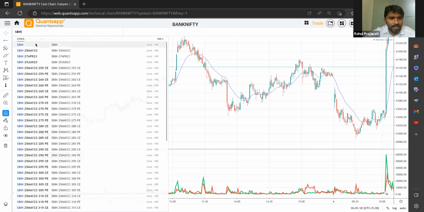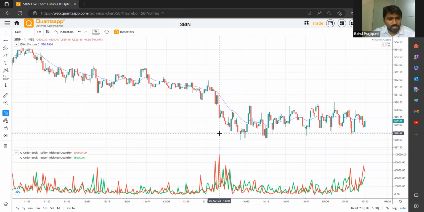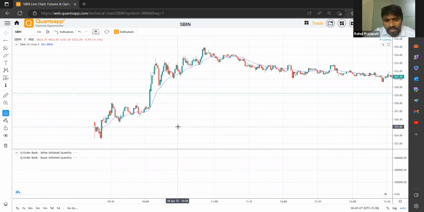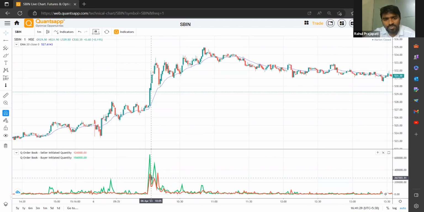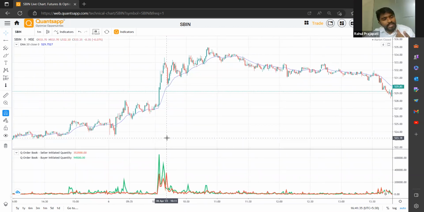Let me open SBI. You can see that you might find a good quantity here also. But in stocks which are not liquid, they will not give you any clear sign here, so ignore those. You can check any stock and it will work, but I would always suggest the first 20, 30 stocks and Nifty and Bank Nifty.